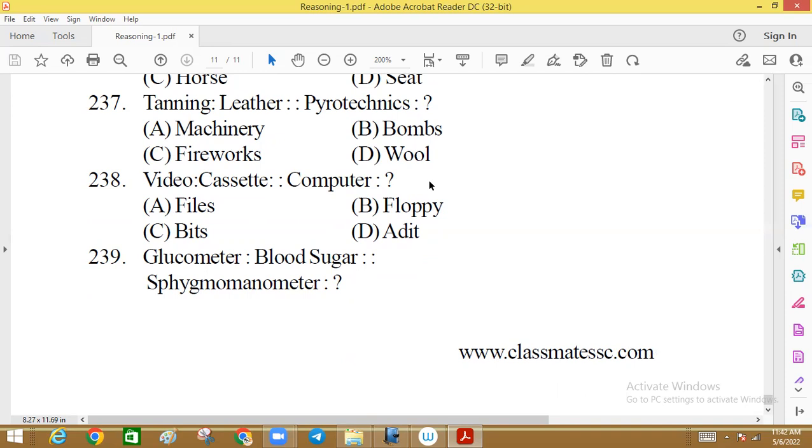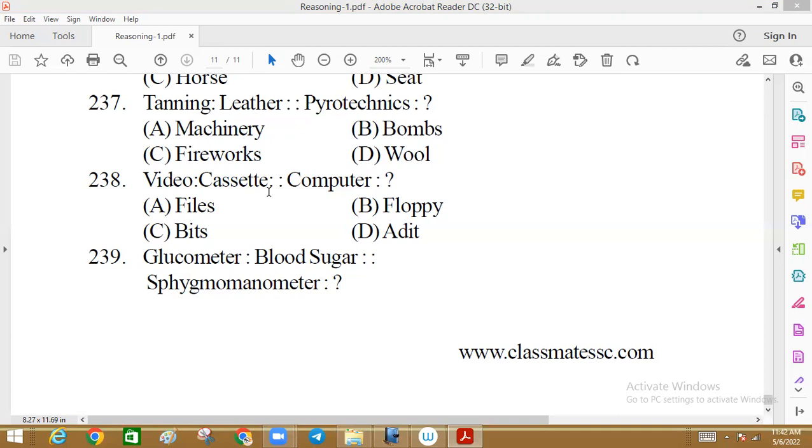Next, video, cassette, computer. What is the relation between video player and cassette? Generally we put the cassette in the video player. Before, we used to get cassettes. Now it's not so. Everybody uses floppy, pen drives, hard disks and everything. Before, we had cassettes that we used to play. In the same way, for a computer, what do you require? Floppy. Now it's a disc-shaped one.